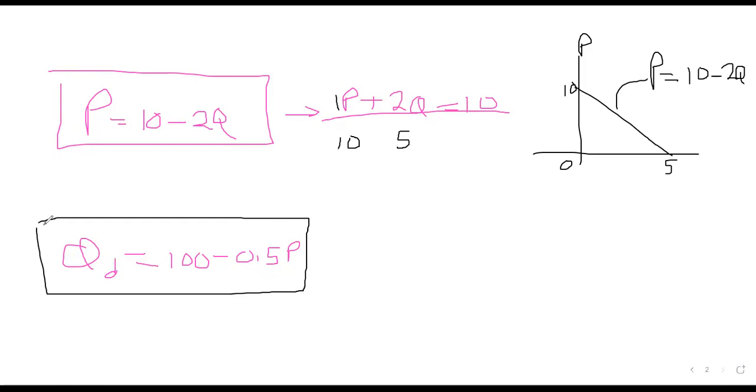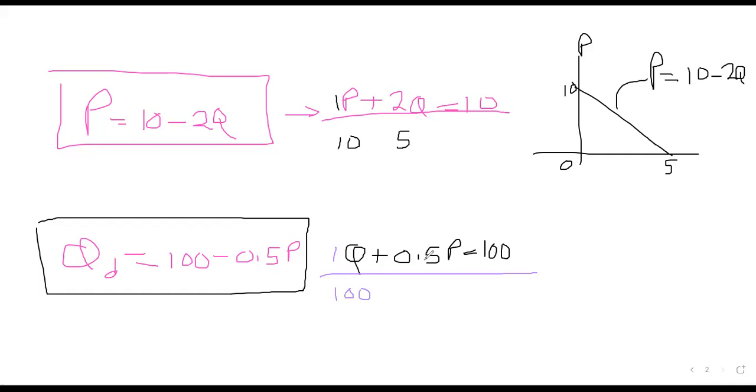Step 1: put the letters on one side. Q plus 0.5P equals 100. Step 2: you identify the intercepts. What number is on the Q? On the Q, there's 1. On the P, 0.5. So we divide 1 into 100.